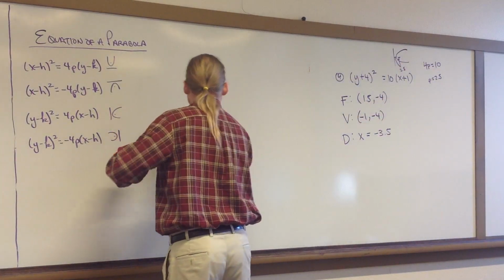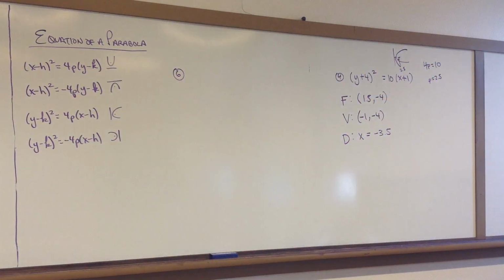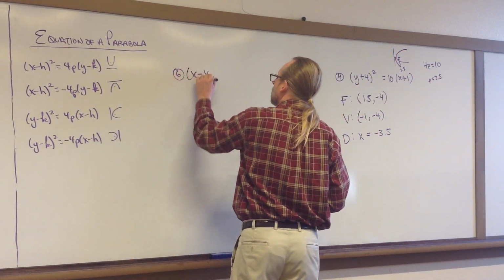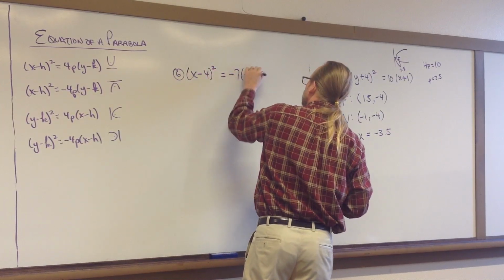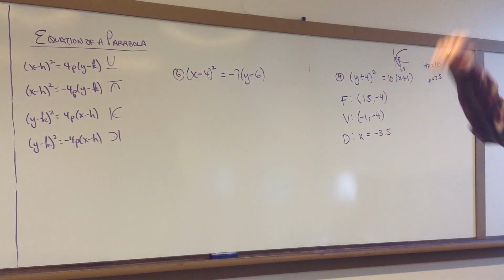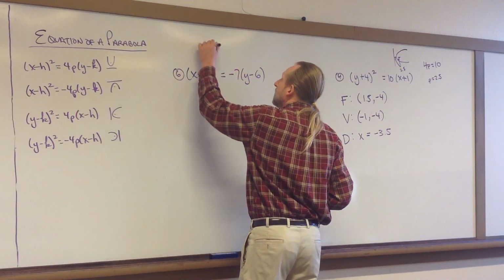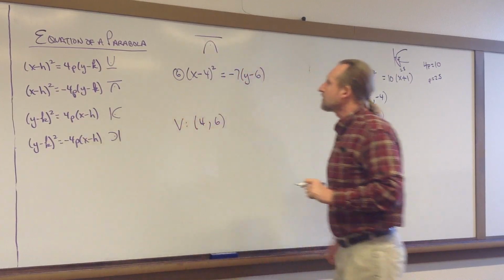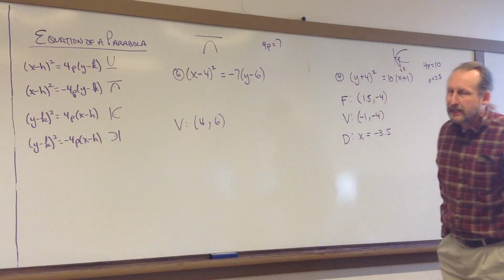Now, let's take a look at problem 6. We've got (x - 4)^2 = -7(y - 6). This is an x squared problem, so it's either going to be facing up or facing down. The negative in front of the 7 tells us it's facing down. The vertex is the point (4, 6). We know that 4p is equal to 7. You can put the negative in there if you want.